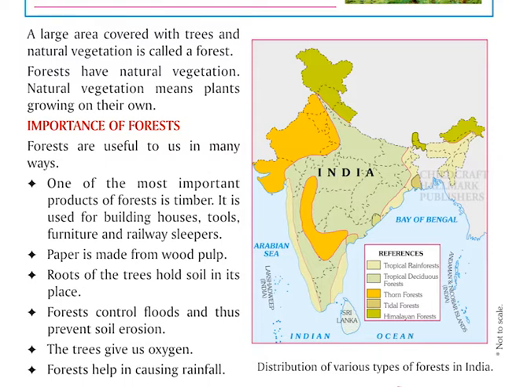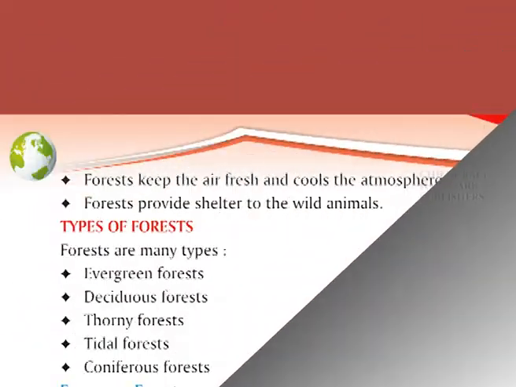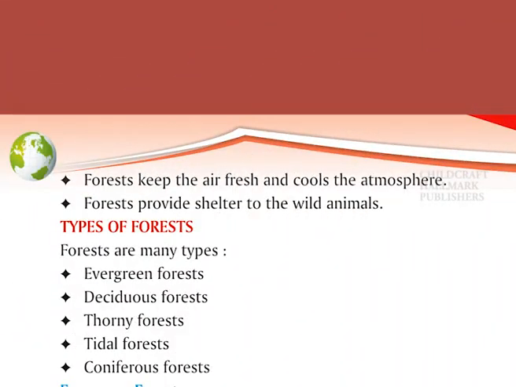The trees give us oxygen. Forests help in causing rainfall. Forests keep the air fresh and cool the atmosphere. Forests provide shelter to the wild animals. Types of forests. Forests are of many types. Evergreen forests, deciduous forests, thorny forests, tidal forests, coniferous forests.